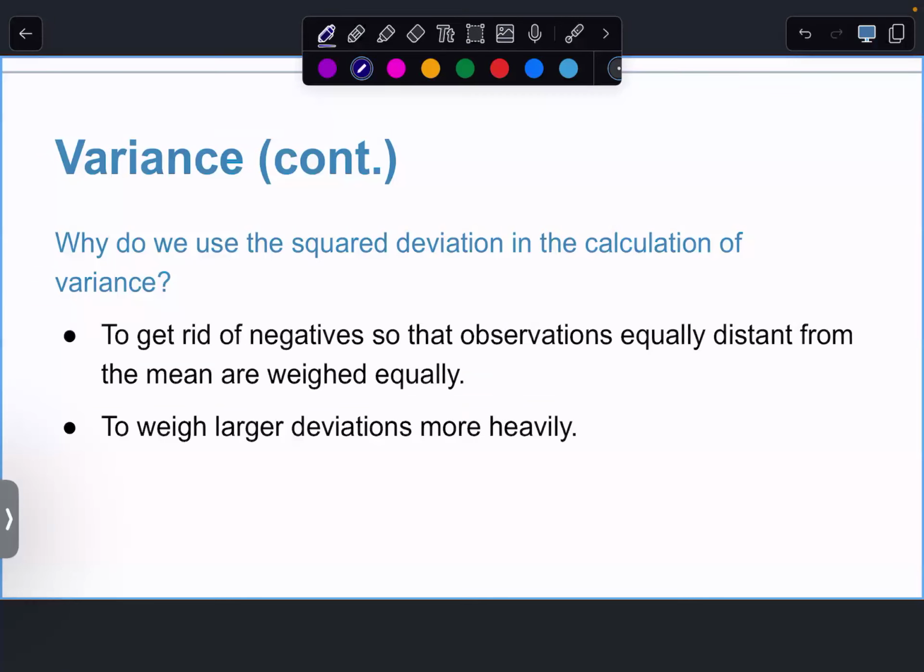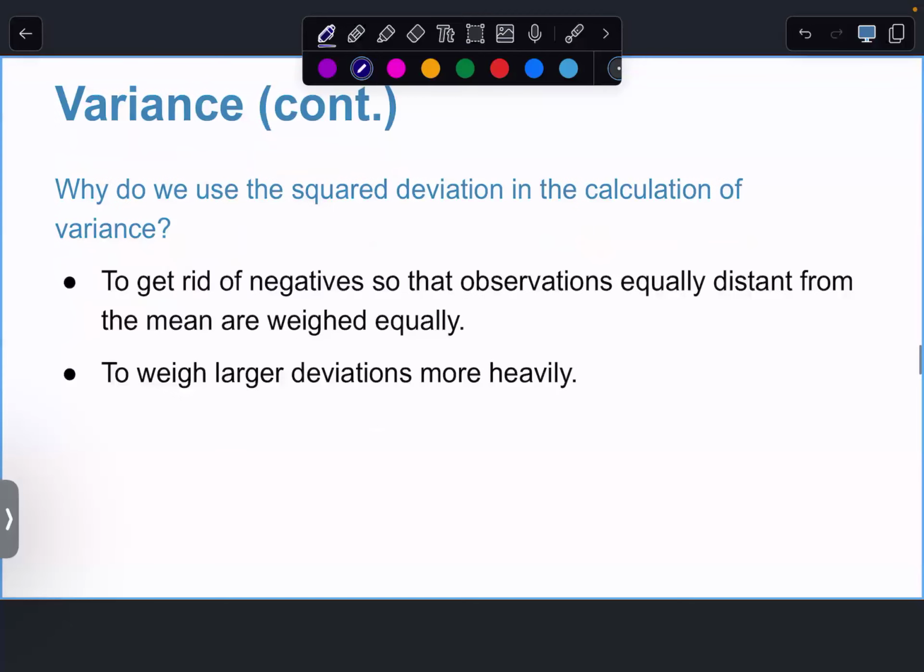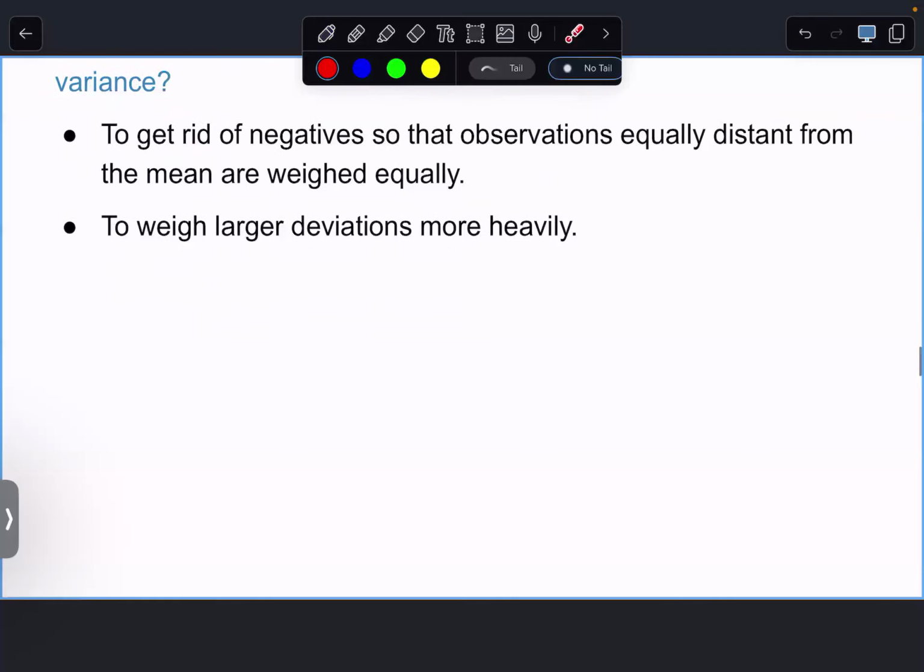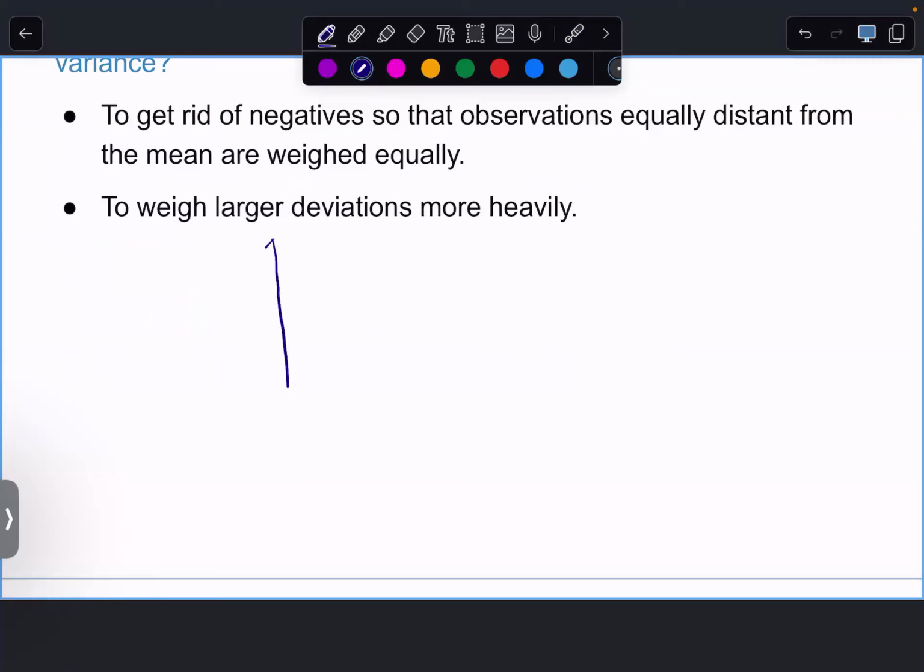Like I said, why do we use the squared deviation? Get rid of negatives. And then I just want you to think about what squaring something does. X squared, you might remember a parabola like this. If I have a deviation of 1 going to a deviation of 2, x squared, so 1 squared is 1, but 2 squared is 4.